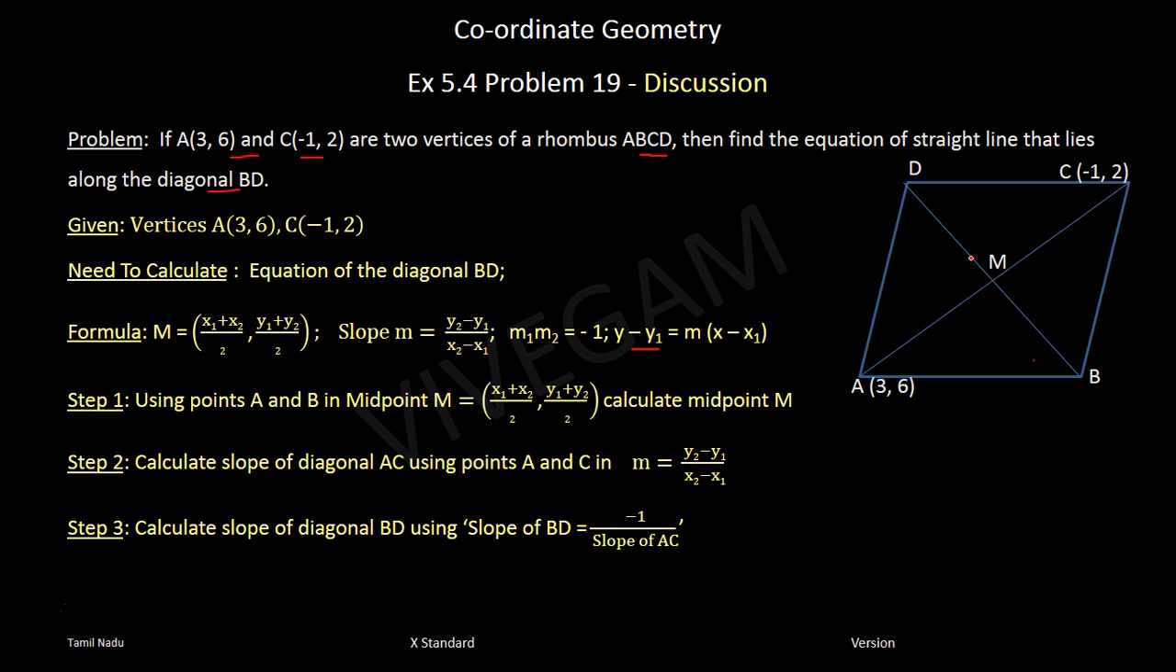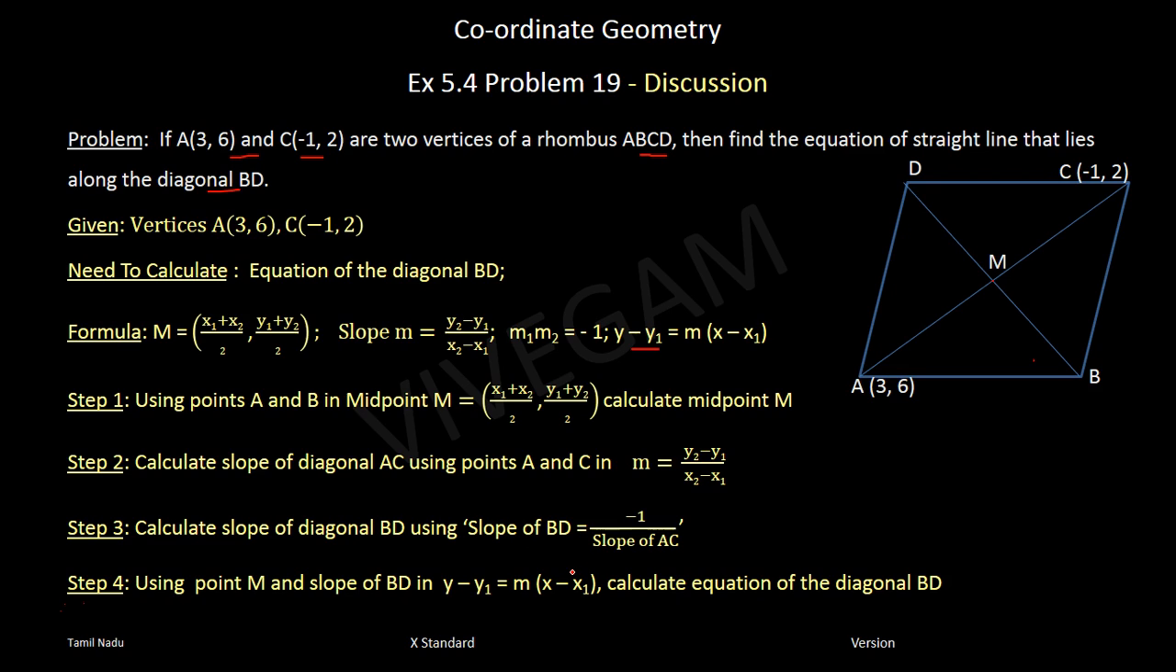So now you have the slope and you have one point. So use the slope-point form, y minus y1 equal to m into (x minus x1). So that's all in this problem. What I suggest is you stop the video here and try to do this problem, and then come back and check your working against our solution.